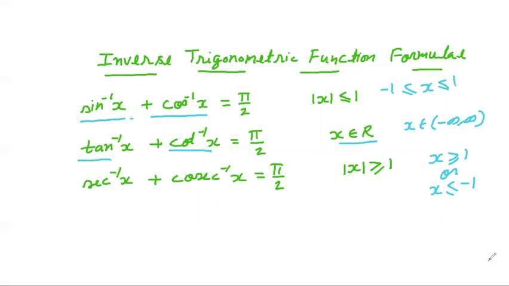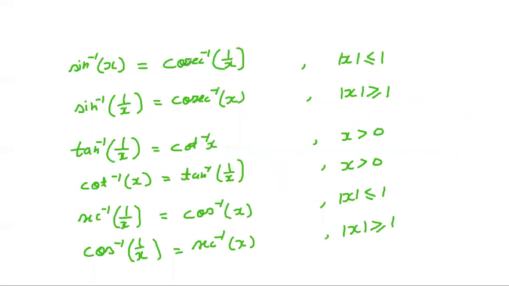Now the second set of functions is the reciprocal functions. We know sine x and cosec x are the reciprocals of each other. So sine inverse x equal to what? Cosec inverse 1 upon x. See, x is on the lower side here. You see, in sine inverse x, the x is written here. So we are taking the domain as that of the sine function, like mod x less than or equal to 1.